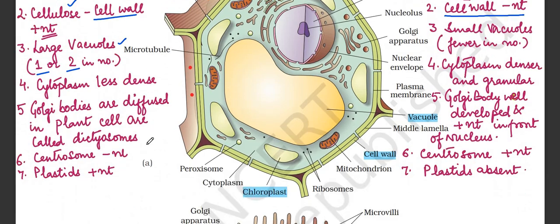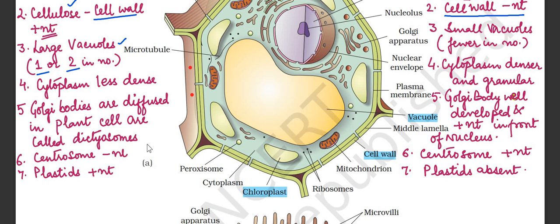Next, coming on to cytoplasm. Regarding plant cell, cytoplasm is less dense, and this is also due to the adaptation due to the function of the plant cell. And next, the cytoplasm is denser and granular. So the plant cell is having less dense cytoplasm, animal cell is having denser cytoplasm and also granular.